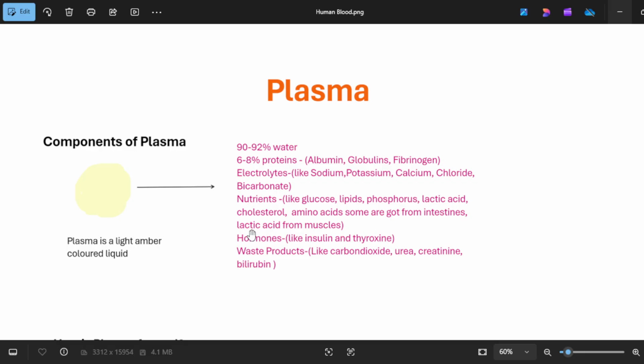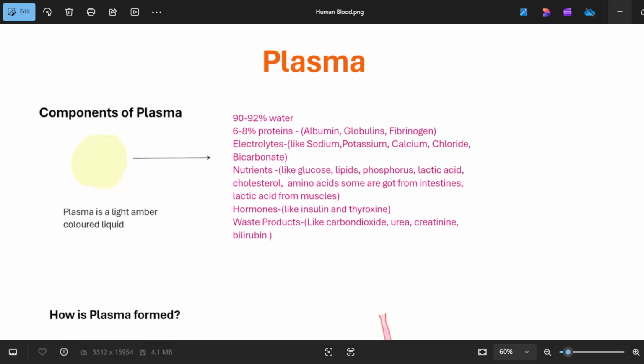Like lactic acid, it gets from the muscles. It also carries hormones like insulin and thyroxine. Next are waste products, which are released by the cells, like carbon dioxide, urea, creatine, bilirubin. All these are also present in this plasma. So we saw plasma is just a yellow colored liquid, but inside that so many components are present which plasma is carrying throughout our body.